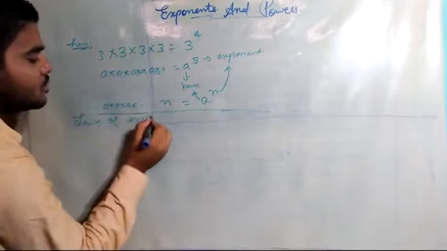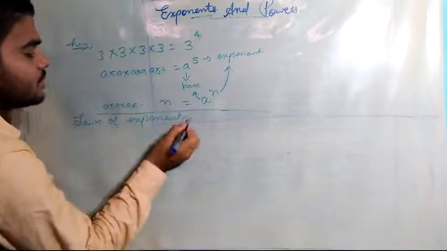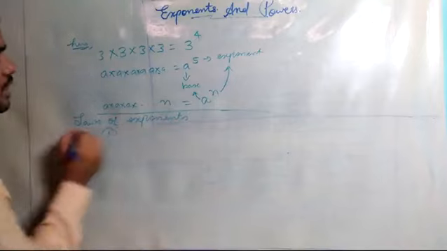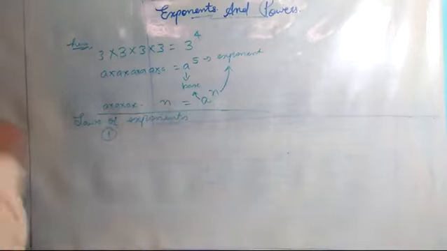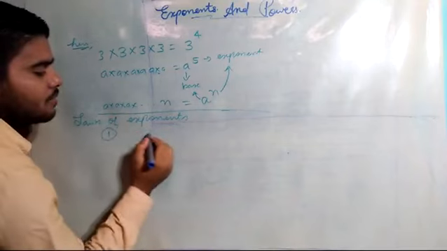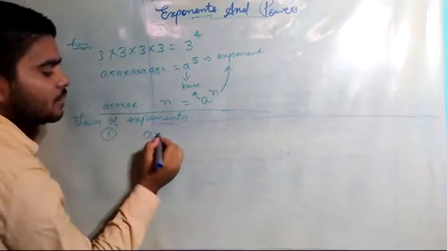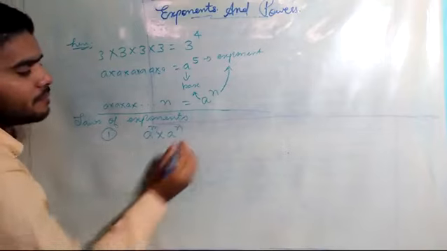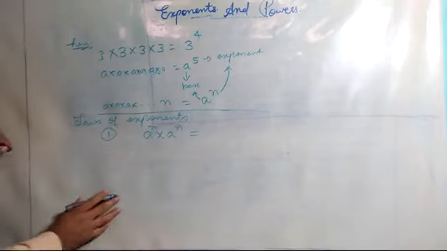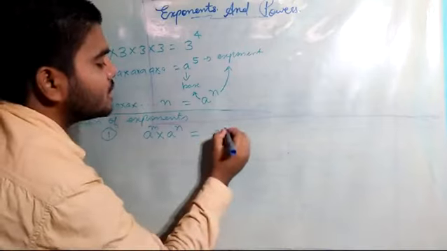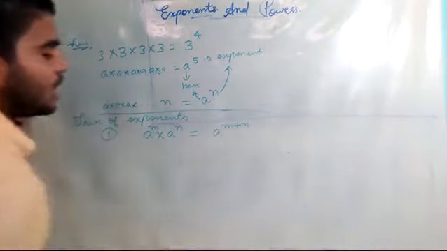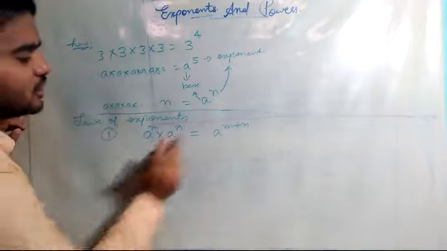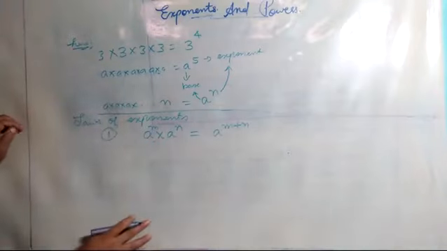Laws of exponent. Now the first law says that if I have a raised power m multiplied with a raised power n, then in this case it will be equal to a raised power m plus n. I told you multiplication means addition. So here the powers will be added.